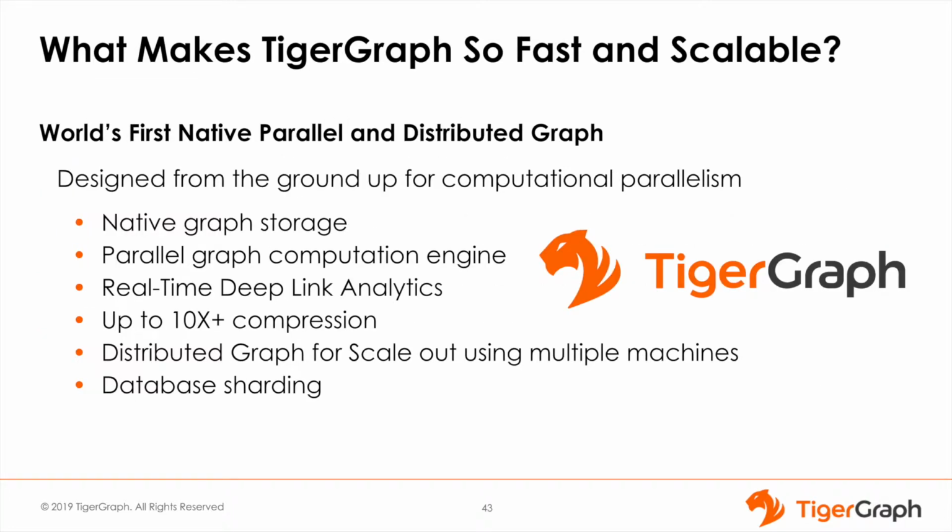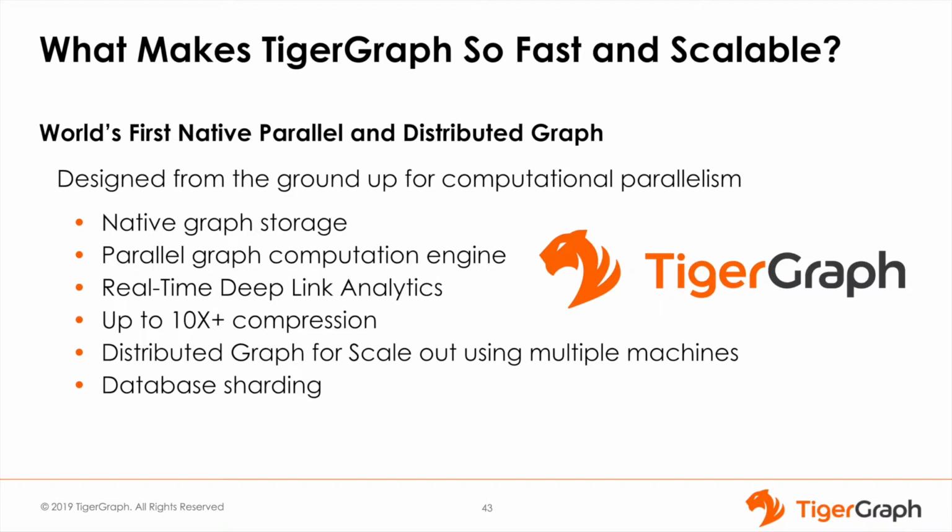So what makes TigerGraph so fast and scalable? The answer is being designed from the ground up as a native parallel graph according to a massively parallel processing or MPP paradigm. Native graph storage allows for rapid index-free traversal from one entity to another. A parallel graph computation engine allows multiple threads to traverse the graph, enabling real-time deep link analysis across graphs with tens to hundreds of billions of entities and relationships.